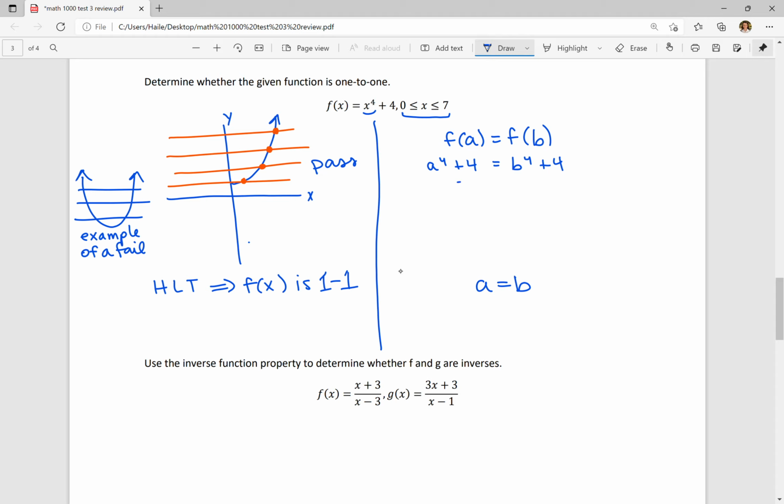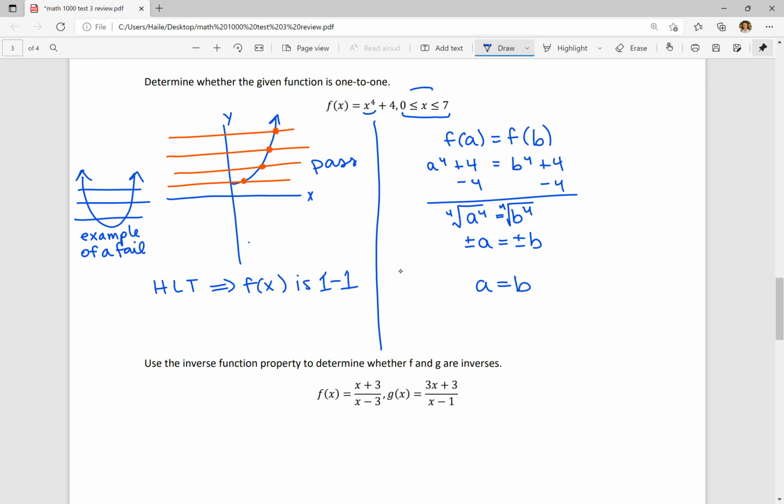First, I can subtract 4 on both sides, and I get A to the fourth is equal to B to the fourth. The next thing I want to do is get rid of those exponents, so I take the fourth root of both sides, which gives me plus or minus A is equal to plus or minus B. Remember, when you take an even root of a number, you always include the plus or minus. So now the question is, how do we get from this plus or minus to only positive A and positive B?